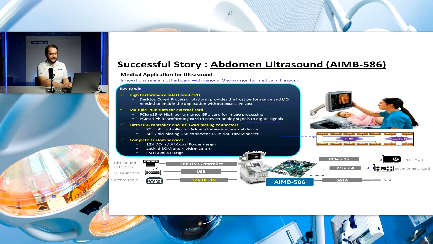And also another successful story for us here. So ultrasound is another area where GPUs are really popular. Customers traditionally would use something like an FPGA to do the beamforming. So they'll take in the raw ultrasound data, they'll do some digital signal processing, and then that'll go back to the CPU to be computed into an image.